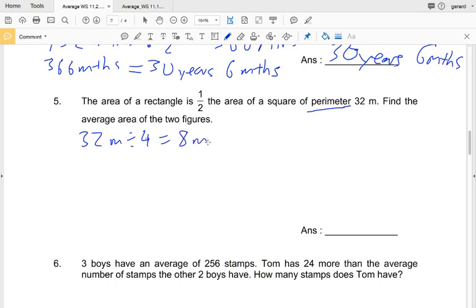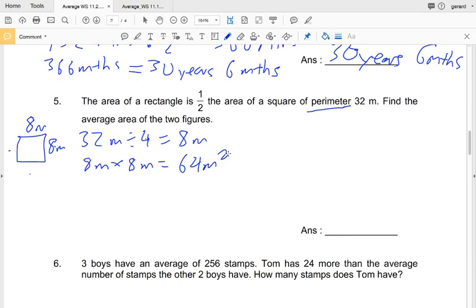Now the next one would be, you take this 8 meters, which is one side. Let me just draw a square here, illustrate it better. Alright, so this one plus this one plus this one plus this one, total is 32 meters. So after you divide by 4, you know that each side is 8 meters. Alright, that area will be 8 times 8. You get 64 meters square.